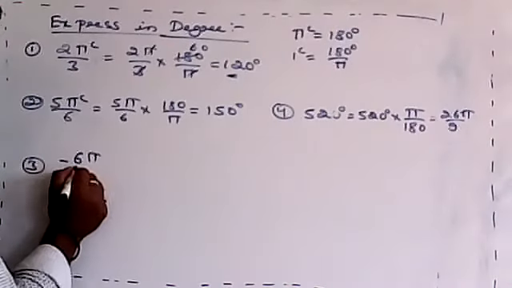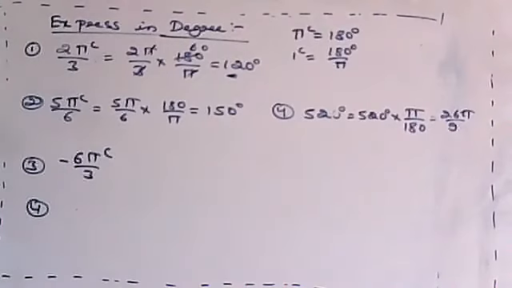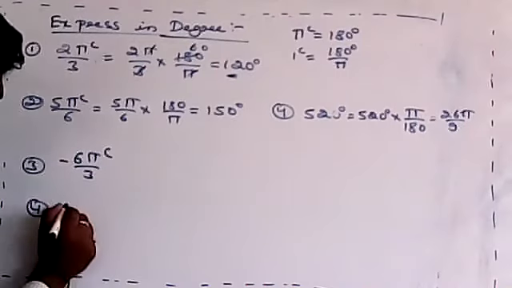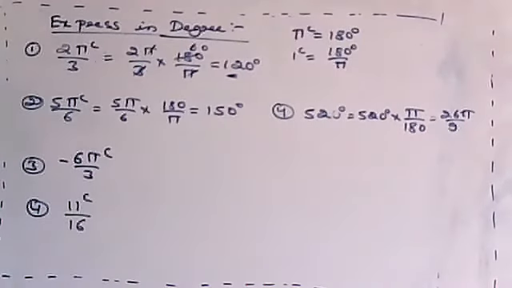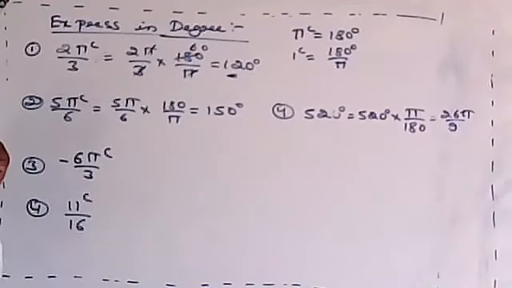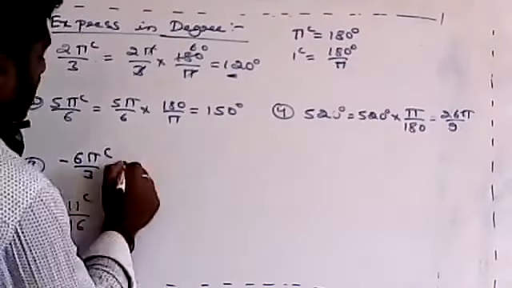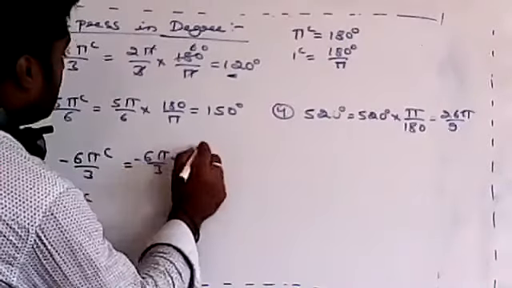Minus 6 pi by 3. Good. Minus 360 degree.